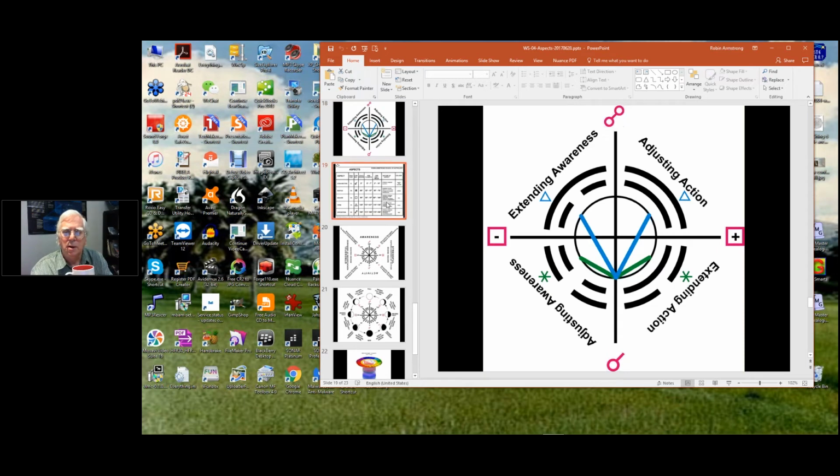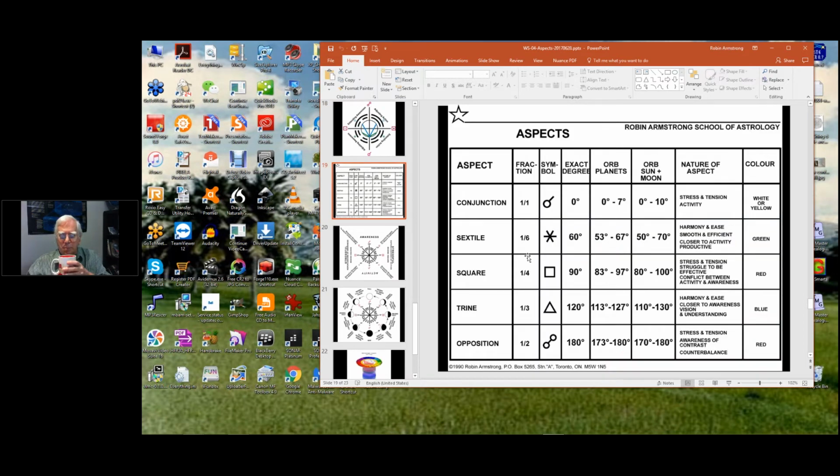Okay, so with the regional notes, this is the basic aspects. The conjunction: two people together in the same degree, the same minute, or two planets, that's the conjunction. The energies together, it's 1/1 of a circle, 0 degrees. For planets, we allow orbs of 0 to 7 degrees. If the sun or the moon is involved, we allow 10 degrees. Even if it's both, we allow a 10-degree orb. The nature of the aspect of a conjunction is stress, tension, leading to activity.